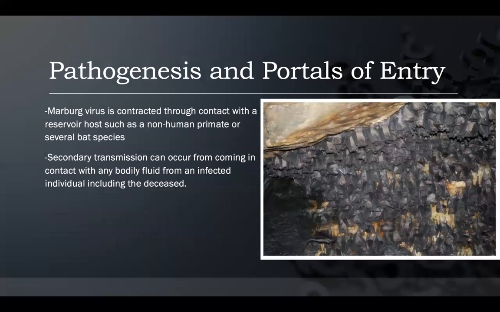So as far as pathogenesis and portals of entry, as we discussed before, all bodily fluids are capable of secondary transmission. Anything you come in contact with, whether it be sweat, spit, saliva, blood, semen, anything, can transmit the disease. But the primary initial transmission typically comes from a reservoir host, such as a non-human primate, as was discussed in the initial outbreak in Germany in 1967 with the green African monkeys, or it comes from a reservoir host such as the Pteropodidae bat species, the various fruit bat species that live in Africa. It's endemic to them, they carry it, and it's capable of being transmitted to humans through bites or bodily fluid contact as well.